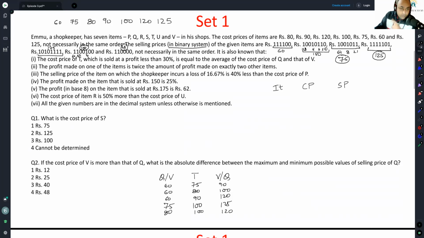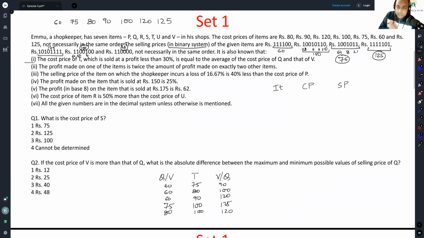The profit made on one of the items is twice the amount of profit made on exactly two other items. See, data point one, while we made cases, we haven't really populated our table in any way. Similarly, data point two, we can't really populate our table in any way. But one additional piece of information that we have gotten from data points one and two is that there is a reference of profit.